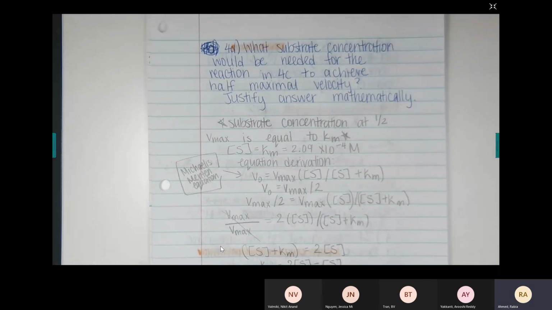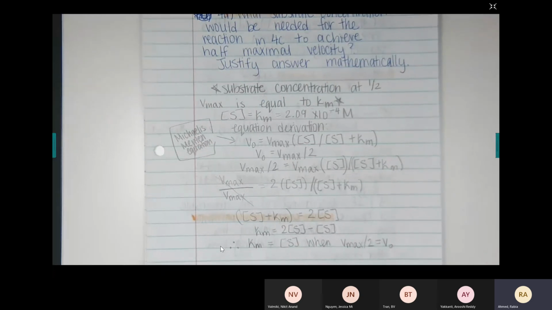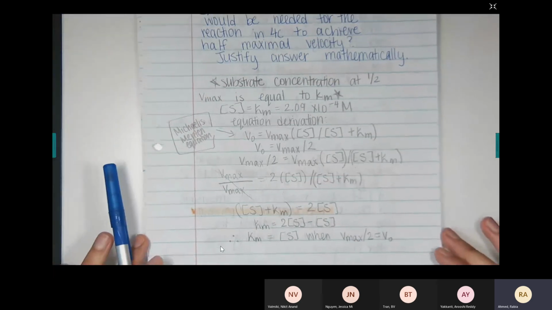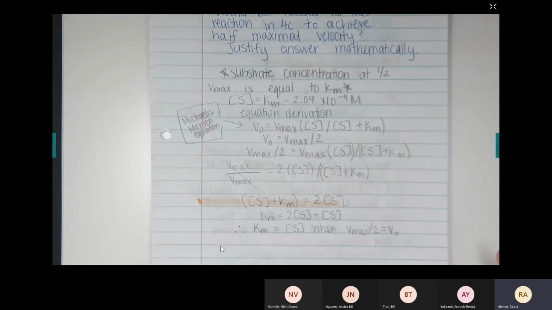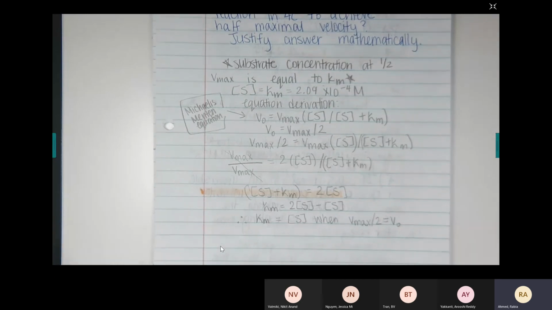For 4d, what substrate concentration would be needed for the reaction in 4c to achieve half maximal velocity? Justify your answer mathematically. You have to know that the substrate concentration at half Vmax is equal to the Km. You can see this through the graph also. I just don't have it drawn because we're not supposed to be using a graph for this problem, but in class they will probably show you the graph with the Km marked on the x-axis, because it is a substrate value. It's just one point on the x-axis.